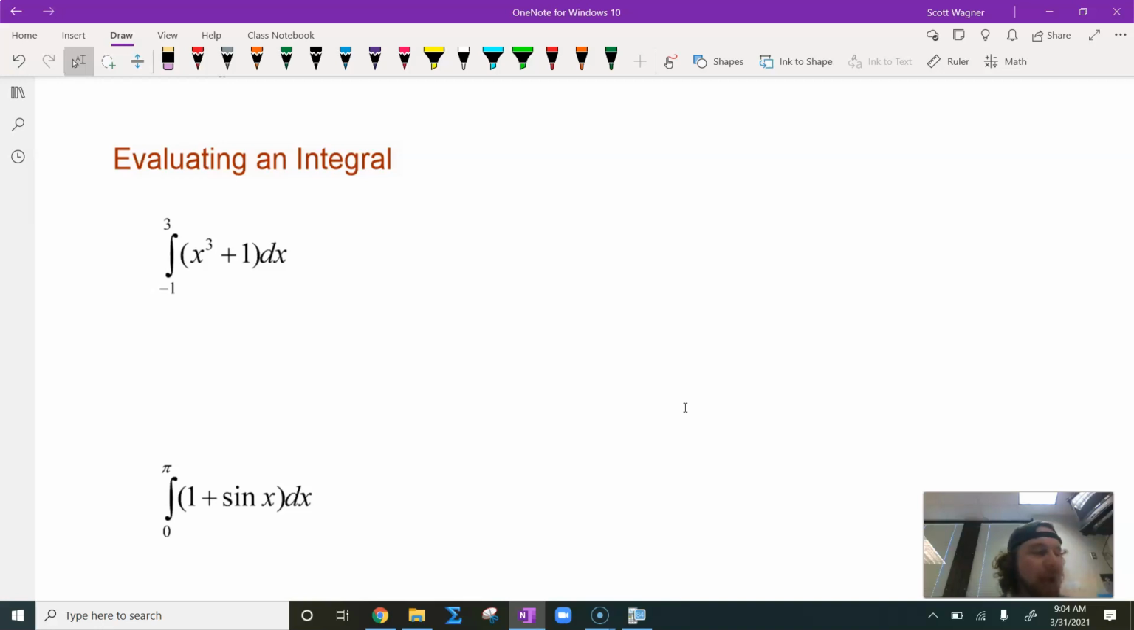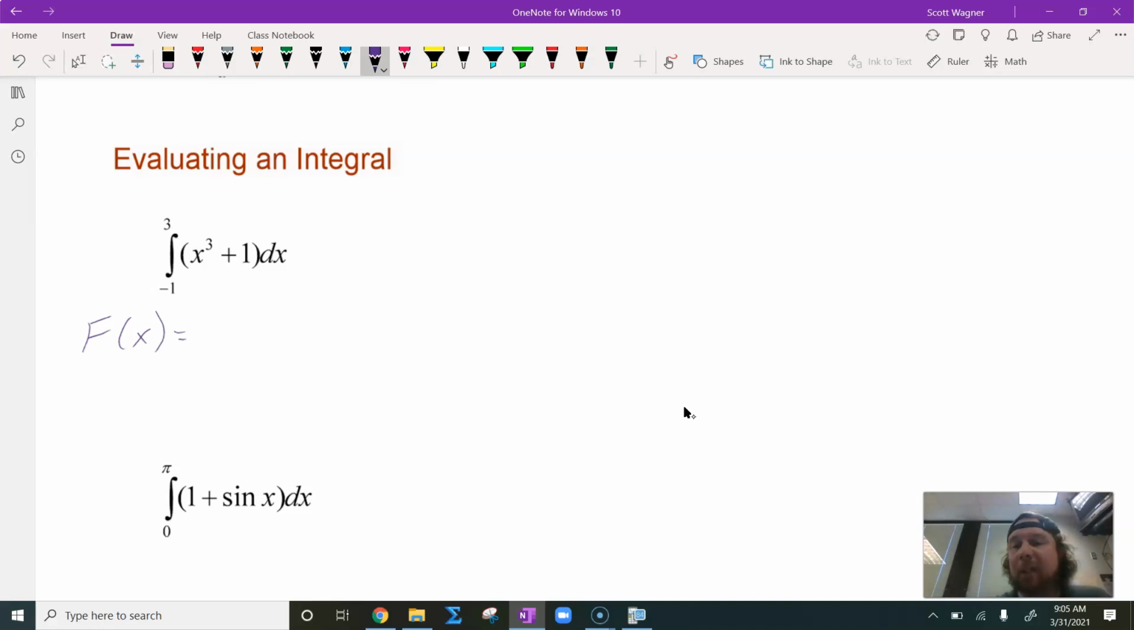All right, evaluating the integral. We're going to apply that fundamental theorem of calculus right here, and we're going to go from -1 to +3. We've got our function x cubed plus 1. So maybe the first thing is to find the antiderivative of x cubed plus 1.